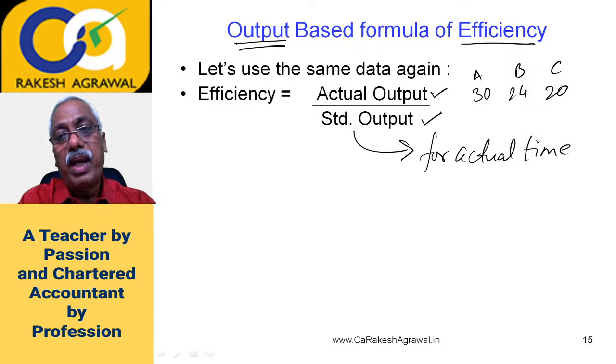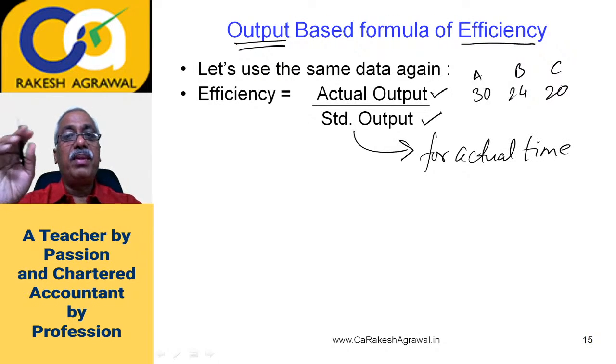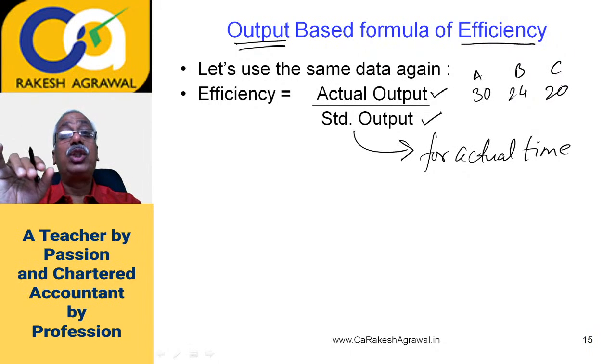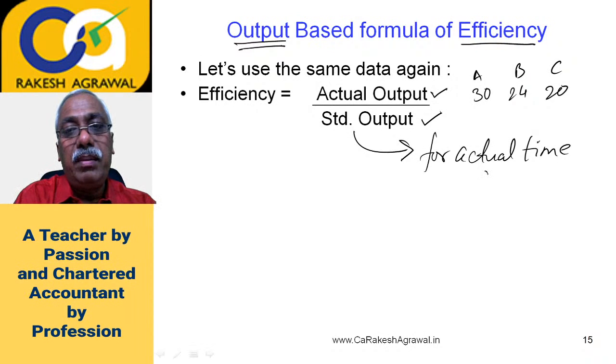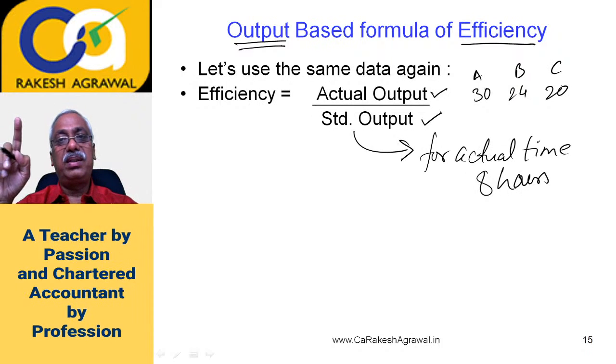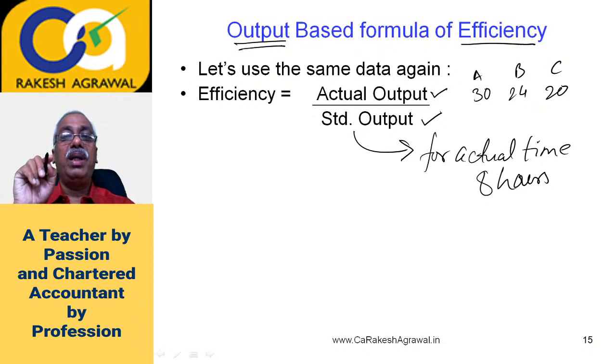Standard output for actual time is standard output expected in actual hours. I repeat, standard output expected in actual hours. Now all the 3 workers have actually worked for 8 hours, each of them. Now we want to know in 8 hours what was expected from them. The expected output in actual time of 8 hours is known as standard output.